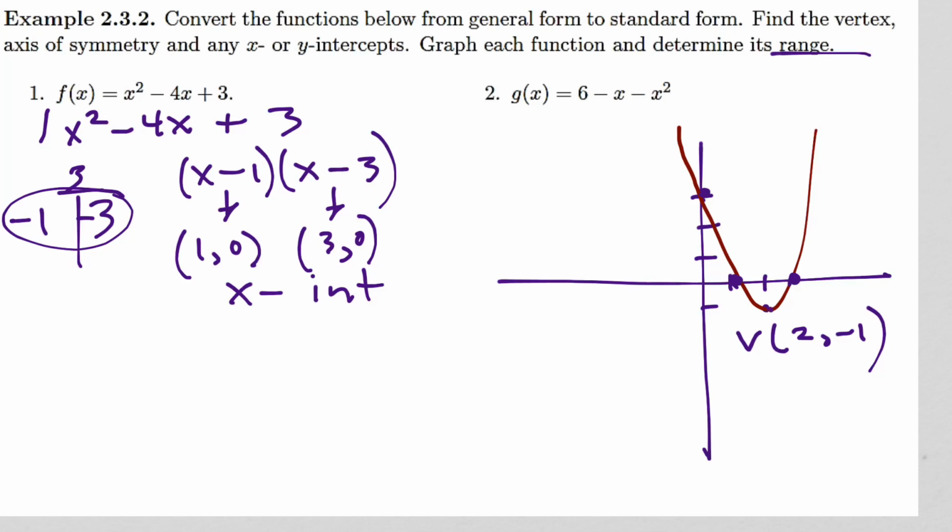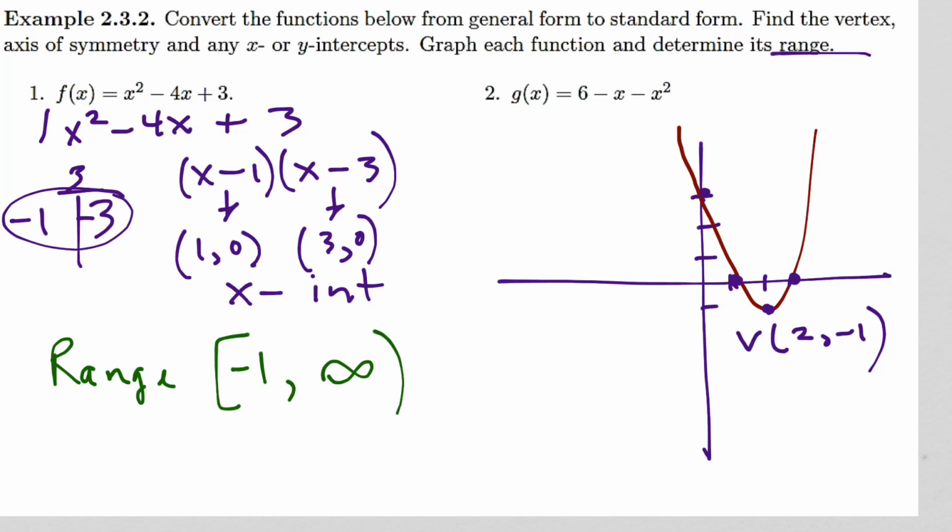So the range, lowest to highest, would be square bracket. So range, square bracket, lowest y value is negative 1. Highest y value is positive infinity.